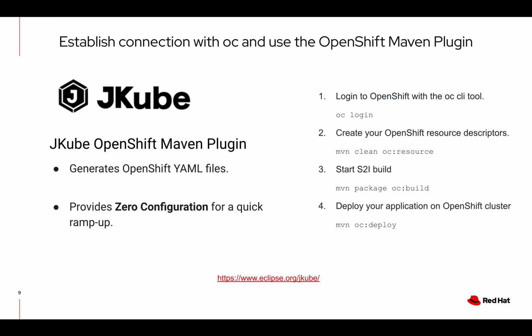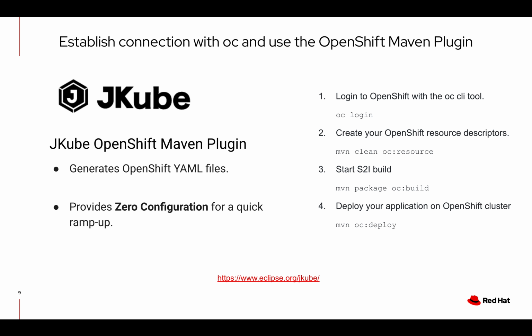Now that's all well and good, but as a Java developer, say, I have another option. So for this pipeline here, I could use the JKube OpenShift Maven plugin. Now this does make use of the OpenShift extension.